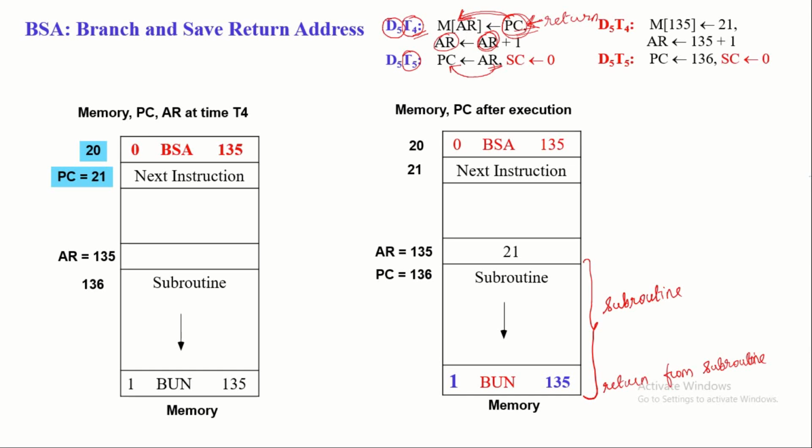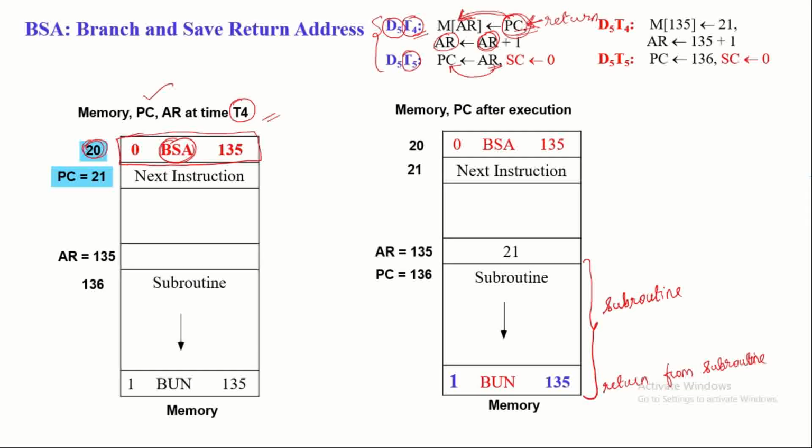Let us now check how these micro operations are performed on the contents of the memory, program counter and address register, which are indicated during the timing signal T4. How these operations are performed on these components, let us check. In memory location 20, you can observe the memory reference instruction which performs the branch and save return address is stored.